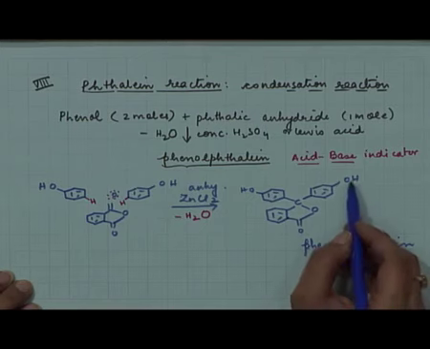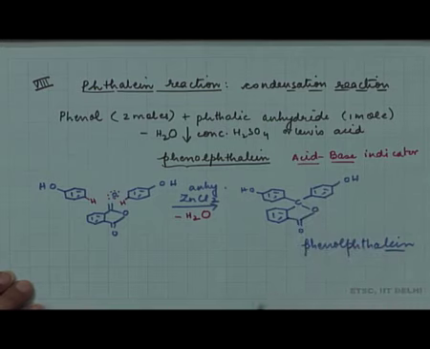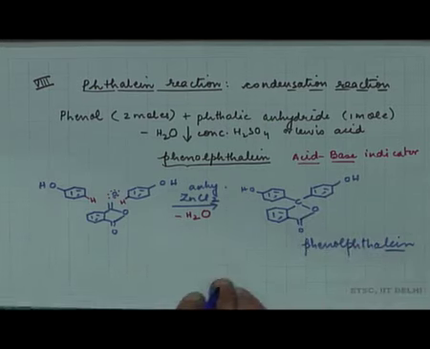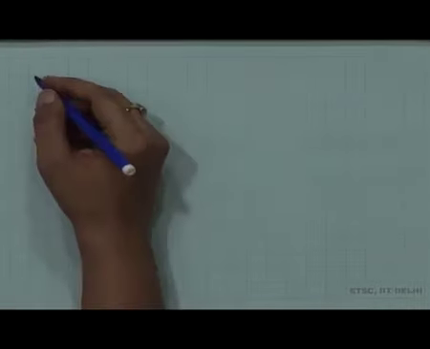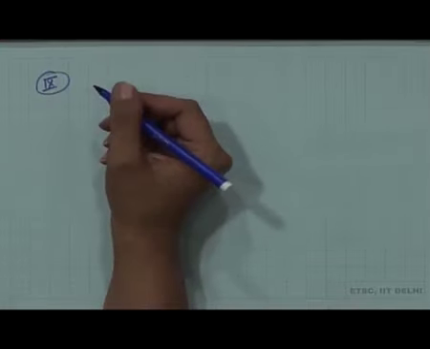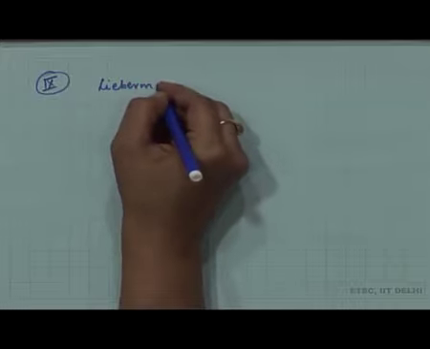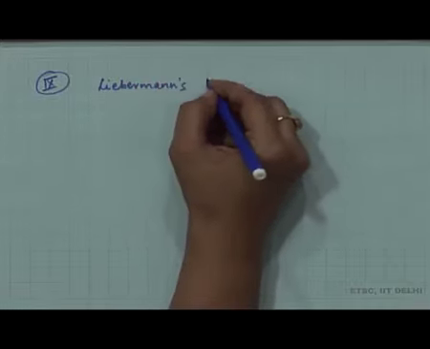So, in alkaline conditions it converts to the phenoxide ion, and then this opens up and it gives you the pink color. So, this is a reaction of synthesizing phenolphthalein starting from phenols. Another reaction for phenol is the Liebermann's nitroso reaction.